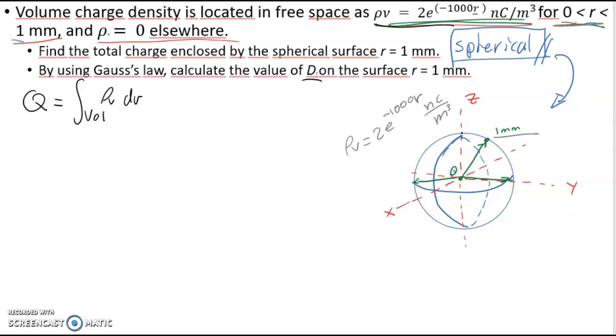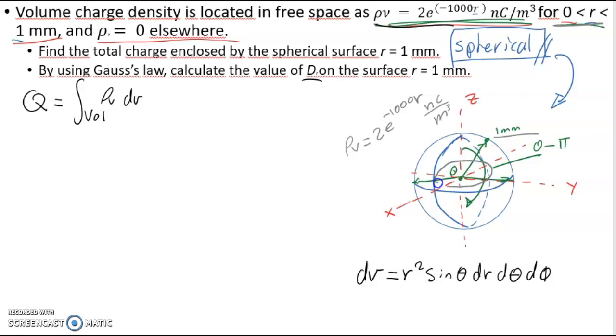Some important things to consider before we start. First, the differential volume of a sphere is given as radius squared sine of theta dr d theta d phi. Once again, theta gives me the angle that goes up and down, so it will have limits from 0 to pi. Phi gives me the angle that goes all the way around. It will have limits from 0 to 2 pi. And the radius is going to be the extension of my sphere. In this case, it's going to go from 0 to 1 millimeter. That 1 millimeter is better expressed as 0.001 meter for the radius.